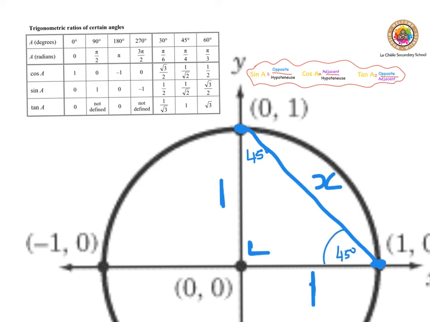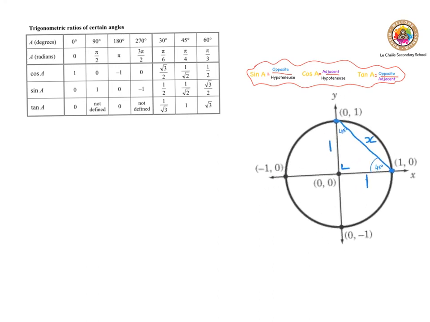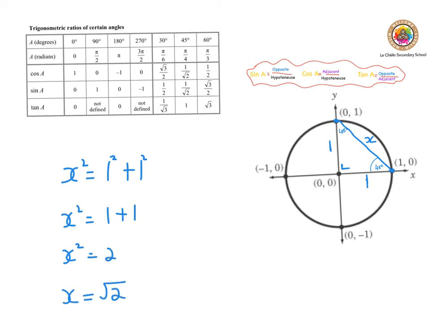Okay, so we'll just use Pythagoras' theorem to solve for x. And so x is the hypotenuse in this case. And so I know that x squared is equal to 1 squared plus 1 squared. So x squared is equal to 1 plus 1. X squared is equal to 2. So x is equal to the square root of 2. Okay, so I can write that into my triangle here, my unit circle.